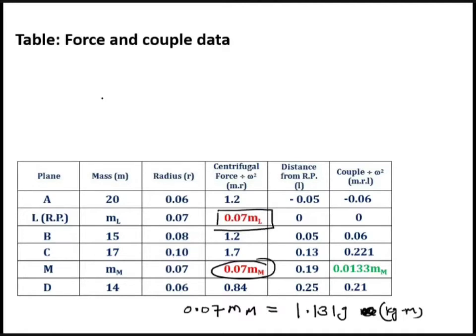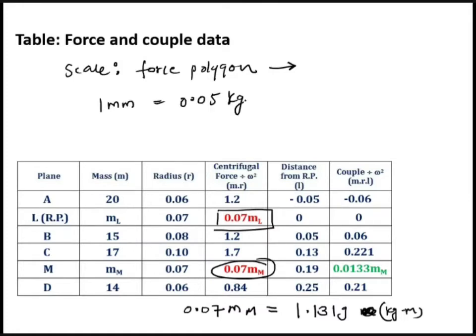Now you have to take the scale again for a force polygon. What is the scale for the force polygon? Let us say 1 mm is equal to 0.05 kg meter.